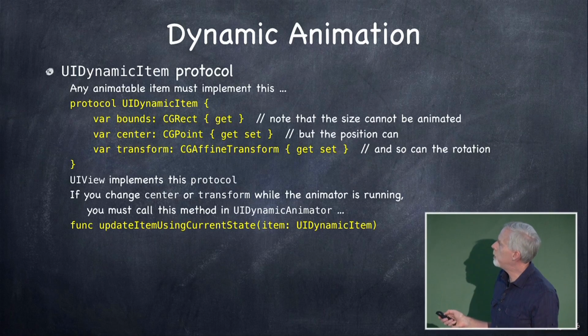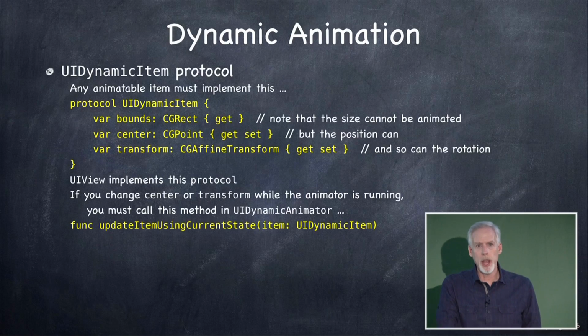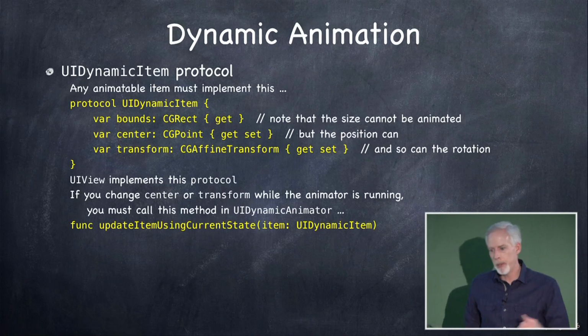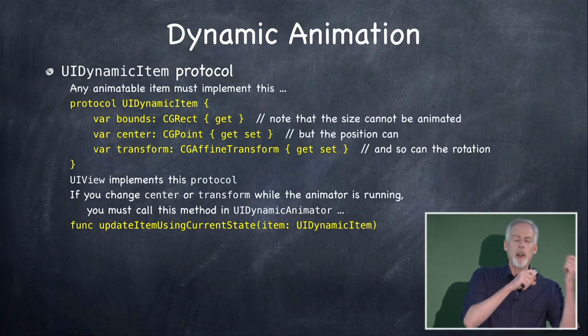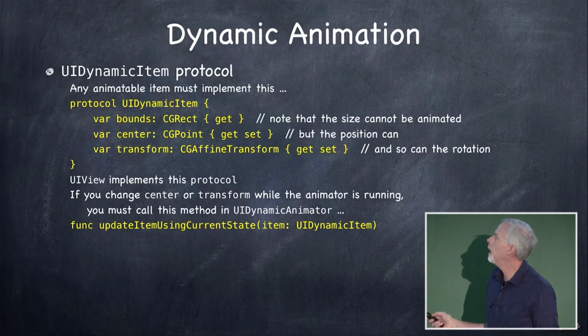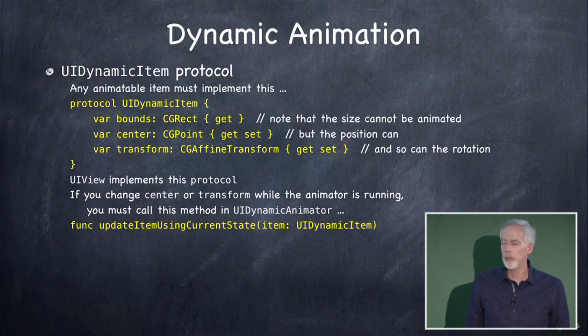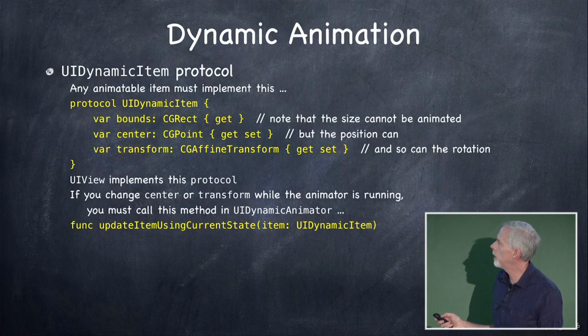Now, if you think about these being UI views, and they've been added to all these behaviors, and gravity is pulling on them, and they're colliding off each other and bouncing or moving all around. Maybe they're spinning around because they hit a corner of something, and their transform is being changed. If you want to change any of those views, if you want to change their transform or center, okay, then you have to let the animator know. Otherwise, it's going to be changing them to something else. And you do that by sending this message to the animator, which is update item using current state. And you pass the item.